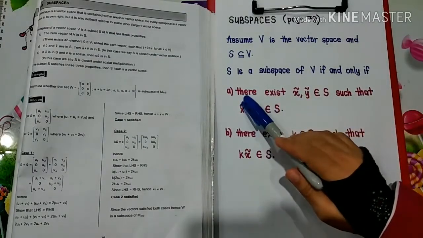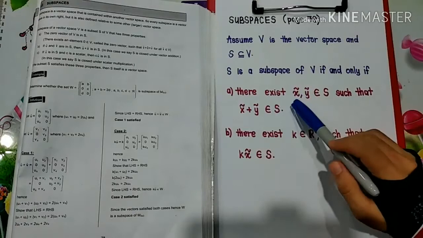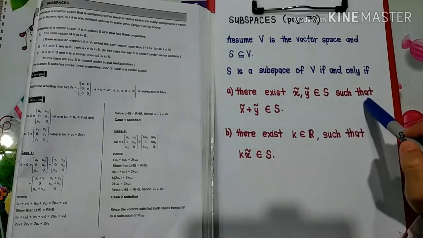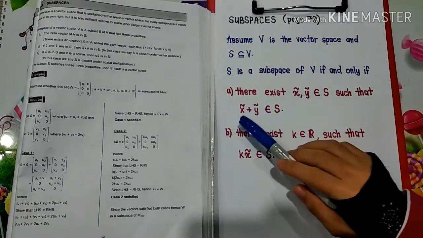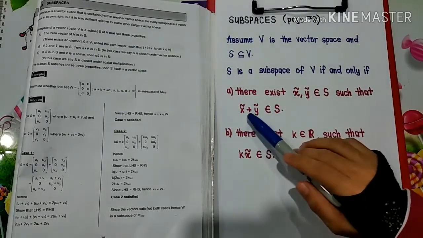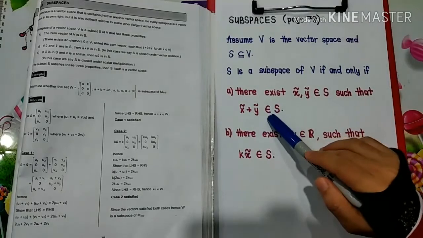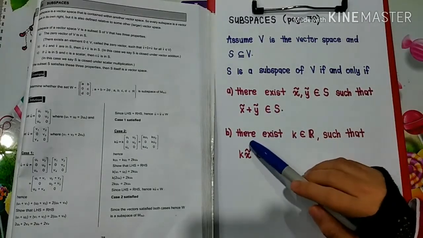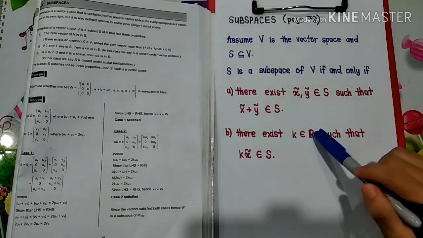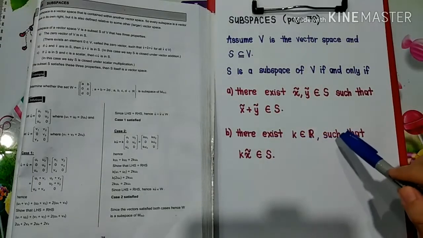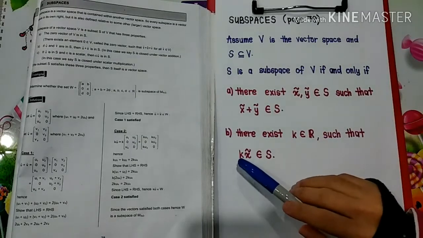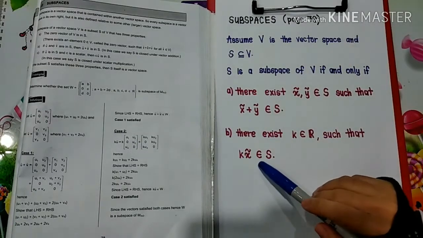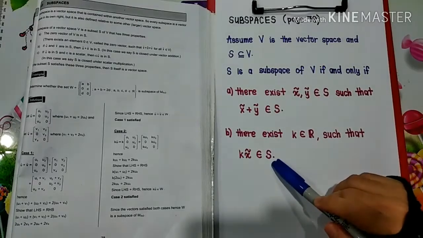First one, for vectors X and Y in S, if we add these two vectors, X plus Y is still in S. The second condition, for K, where K is a scalar, if we multiply K with vector X, it is still in S.